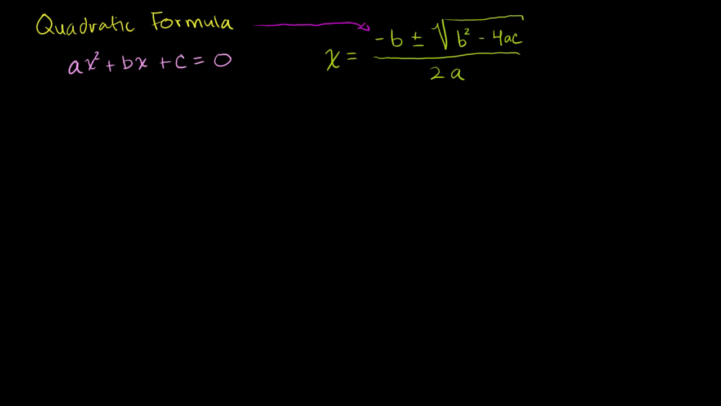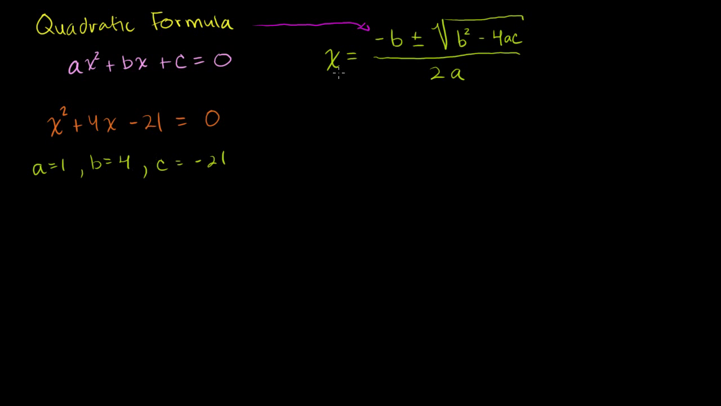So let's start off with something that we could have factored, just to verify that it's giving us the same answer. So let's say we have x squared plus 4x minus 21 is equal to 0. So in this situation, a is equal to 1, right? The coefficient on the x squared term is 1. b is equal to 4, the coefficient on the x term. And then c is equal to negative 21, the constant term.